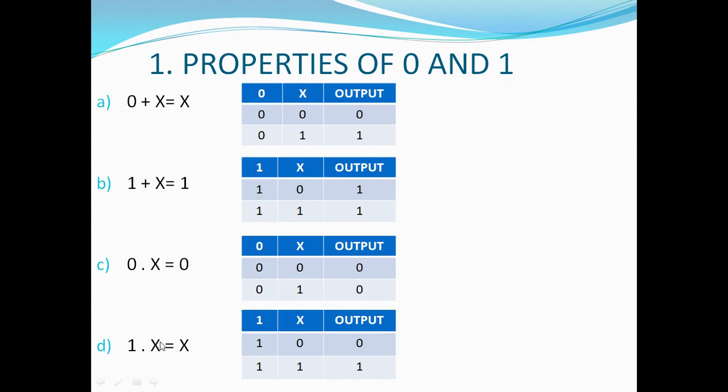Now, the last property of 0 and 1 is whenever any input is multiplied with 1, the output is always similar to the input. Whether the input is 0 or 1, the output will be the same as the input. Suppose two possible values of x, 0 and 1. If 0 is multiplied with 1, the output is 0. 1 into 1 is 1 only, which is similar to x. So we can say 1 dot x is always x.